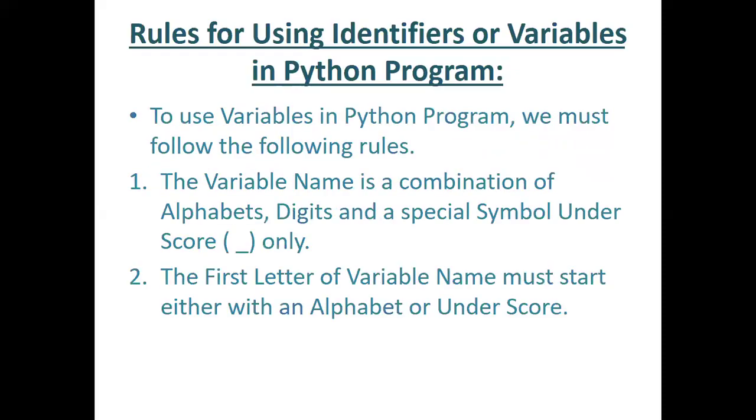Now, there are some rules which we need to know while using identifiers or variables. Please remember that a variable name in a Python program can be a combination of alphabets, digits, and the special symbol underscore only. The first letter of a variable must start with an alphabet or underscore.